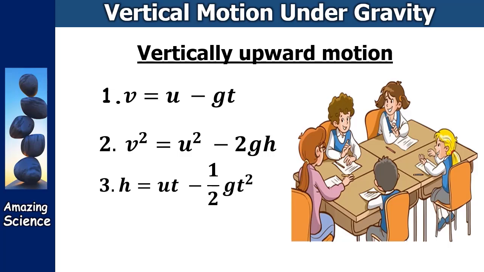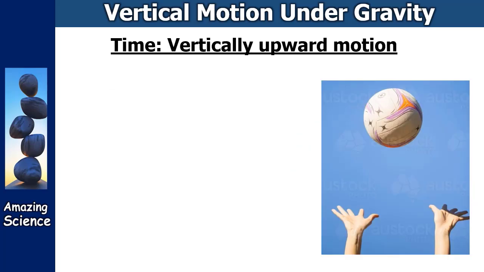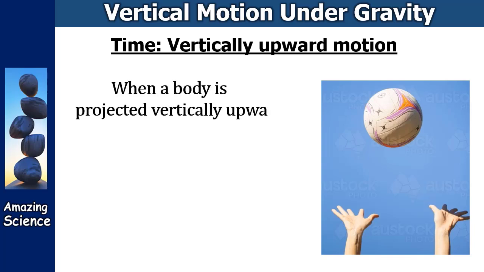Alright, let's consider two concepts under this second case. So let's take the first one. That is the time taken for the body to reach its maximum height. When an object is thrown vertically upwards, it moves with an initial velocity, u. Since it moves against gravity, its velocity will be decreasing by 10 meters per second each second.